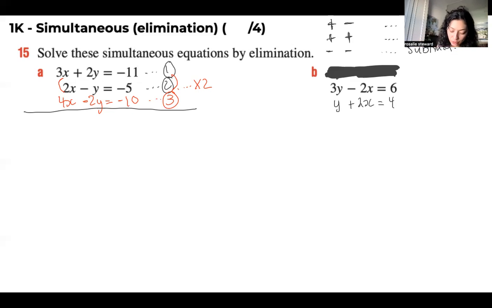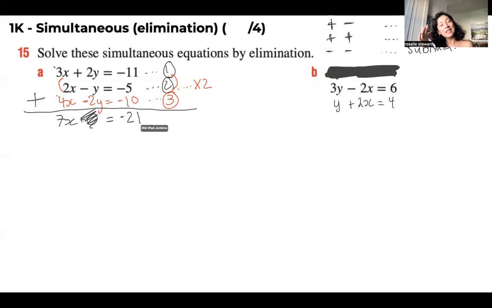Okay, so clearly the 2y and the negative 2y are different signs. So what do we do? We add them. I'm just going to add top to bottom. So 3x plus 4x is 7x. 2y plus negative 2y is nothing, so you just get rid of that. And then negative 11 plus negative 10 is negative 21.